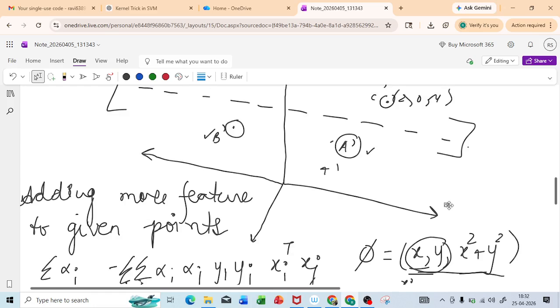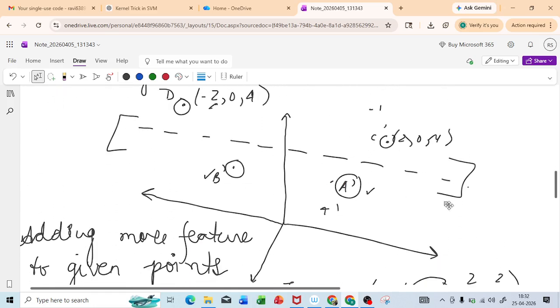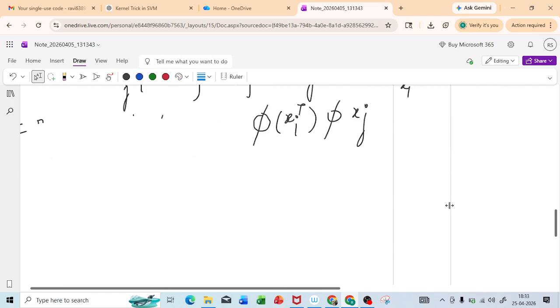It was very simple and straightforward. We said that we are not able to separate these points using a linear decision boundary, so let's put these points in a higher dimension in which we can use a linear plane decision boundary to separate them. But it becomes a bit difficult to do when we have many more features. Right now we are just talking about one feature which we added.